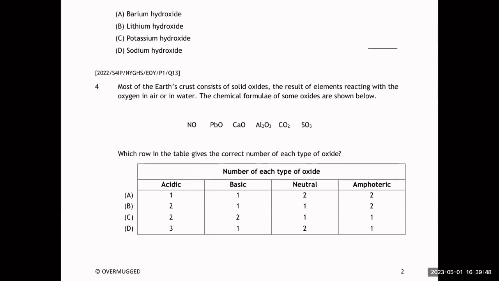Now we are looking at some elements present on Earth. Which one gives me the correct number of each type of oxide? I have four of them over here. Pretty straightforward. You really just must remember one thing: metal oxides versus non-metal oxides.